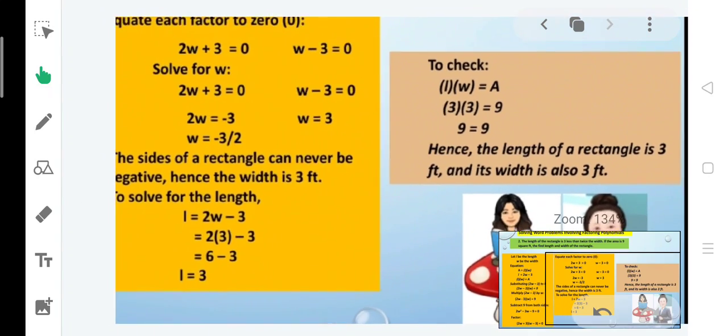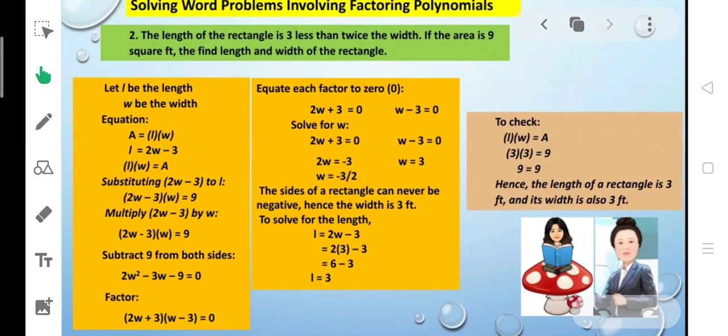Another one. The length of a rectangle is 3 less than twice the width. If the area is 9 square feet, then find the length and width of the rectangle. So we are going to find the dimensions of the rectangle. Again, we're going to start with a representation. Let L be the length, W be the width.